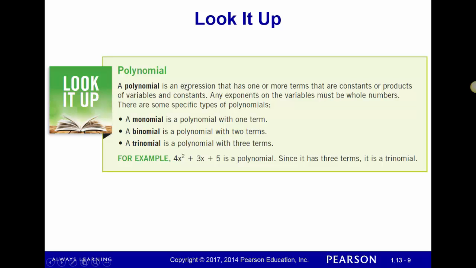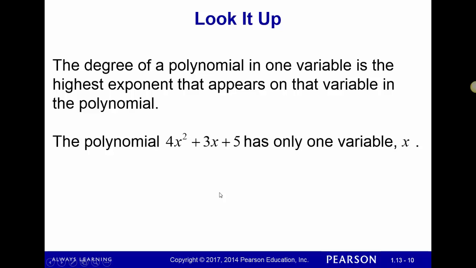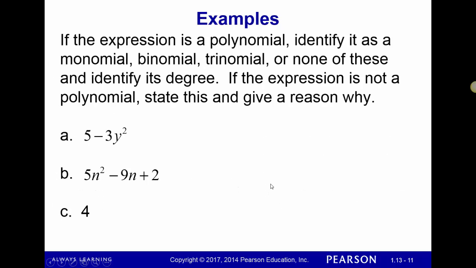I'm going to go back just for a minute here. In a polynomial, the exponent must be a whole number. So the polynomial here, 4x squared plus 3x plus 5, is a trinomial, has one variable. The degree is going to be degree 2. If the expression is a polynomial, identify it as a monomial, binomial, trinomial, or none, and then identify the degree. If it's not a polynomial, state why and give a reason why.